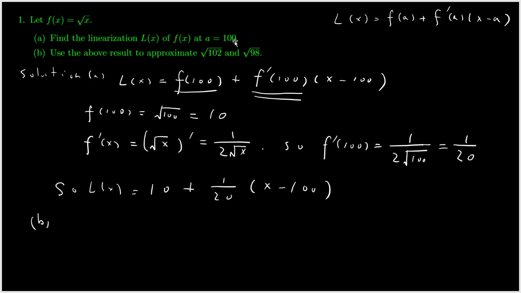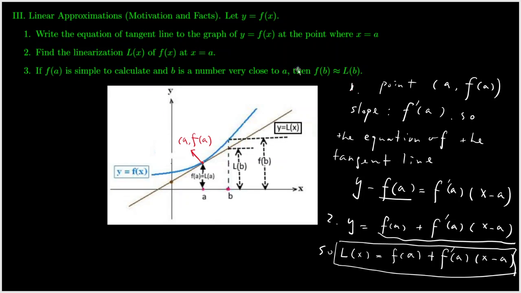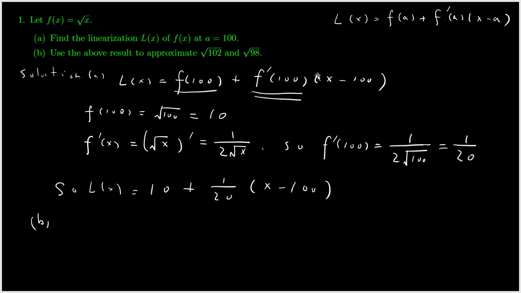Under these conditions, we can use the value of the linear function at b to approximate the value of the function at b. By that we mean we can use the value of the linear function at 102 to approximate the value of the function f, square root of x, at 102. I will show you the meaning in more detail.